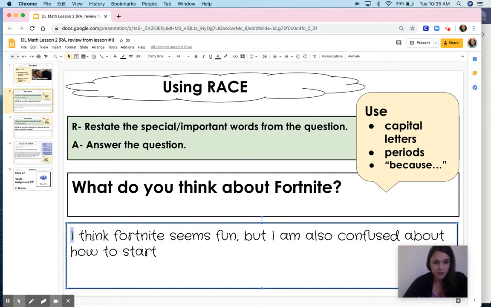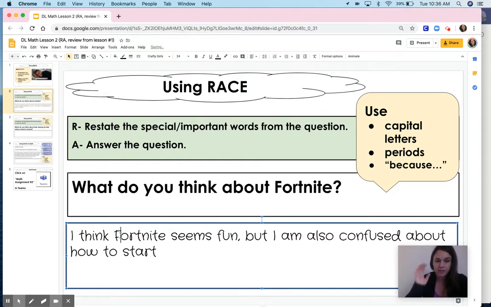There's a capital I, good. I think Fortnite. Oh, Fortnite is supposed to be capitalized because it's a specific name of a game. It's a proper noun. I think Fortnite seems fun, but I am also confused about how to start. Oh, I didn't put a period. Make sure you put a period when you're typing your answers. Now, did I use because? Let me see if I can go back and add a because to make my sentence explain why.